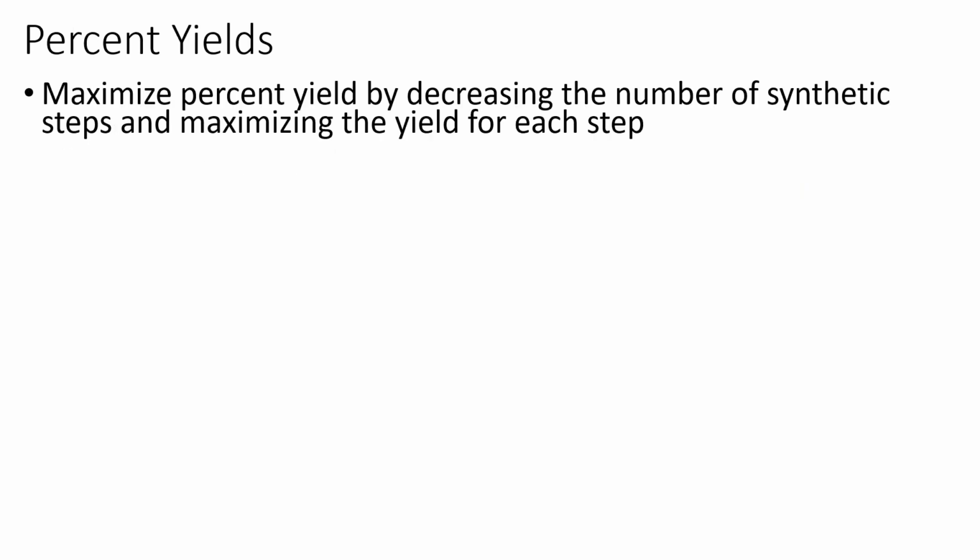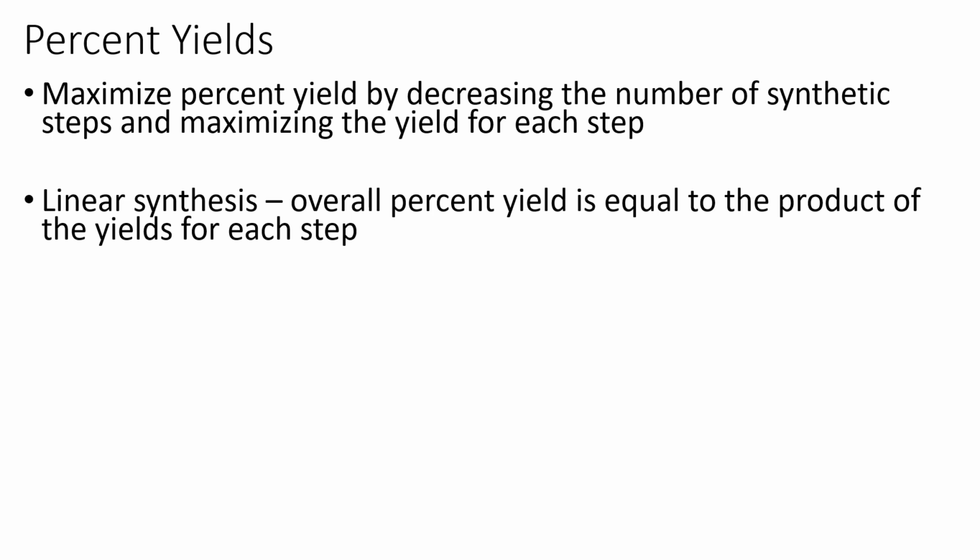Another thing that we have to watch for is maximizing our percent yields when we're in the lab. The way that we're going to maximize our percent yield is by decreasing the number of synthetic steps in each one of our processes, and by making sure we're maximizing the yield for each one of those individual steps. So we have two ways that we can design our synthesis. One of them is a linear synthesis. This is where the overall percent yield is equal to the product of the yields for each one of our individual steps.